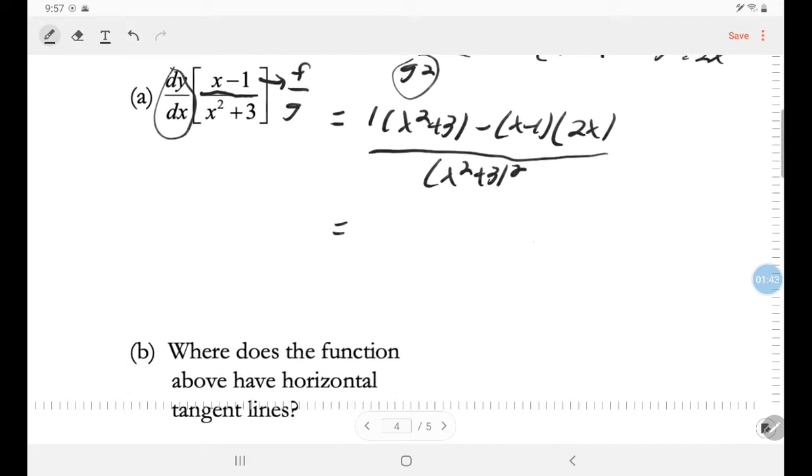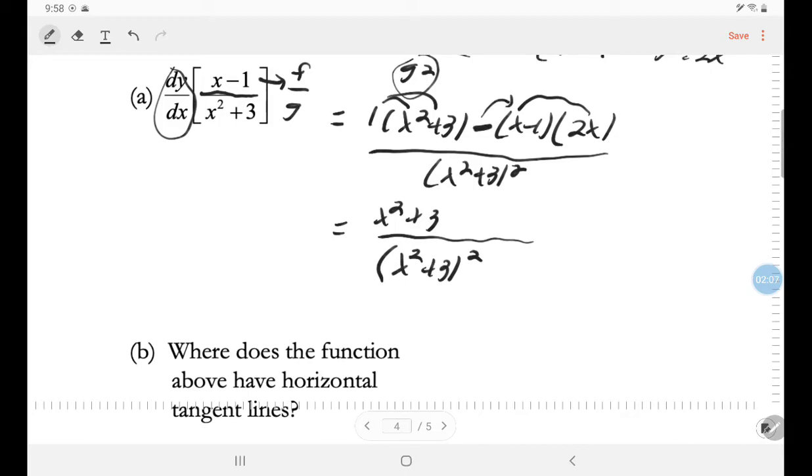Like I said, if it's a free response, you don't have to distribute this out. And if it's a multiple choice, they're probably not going to make you distribute the bottom. The top, I'm going to have to work with. So it gives me x squared plus 3 when I distribute the 1. Now, 2x times x is 2x squared, but I also have to distribute the negative, so that's negative 2x squared. 2x times negative 1 is negative 2x, negated is plus 2x.